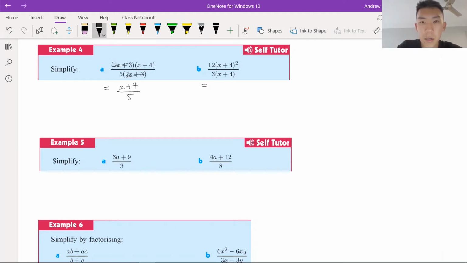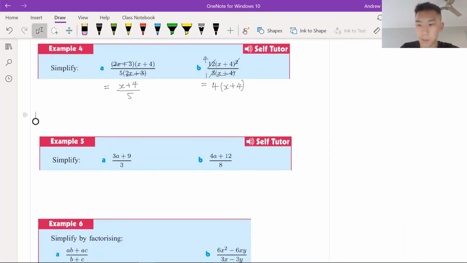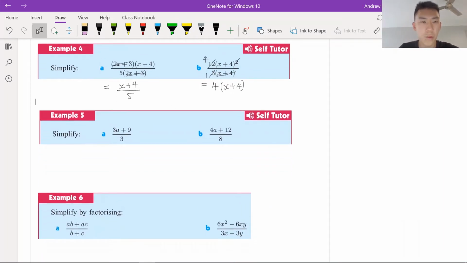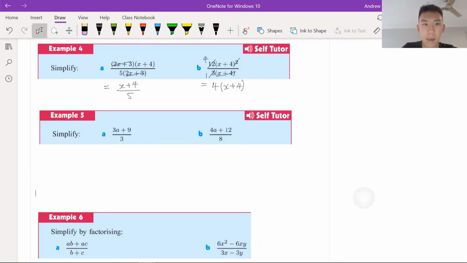Okay, this one, so 12 and 3 become 4 and 1. And one lot of the brackets will go. So we're left with 4 outside of x plus 4, and we don't need to expand that. You can if you want to, but I'm just going to leave it like that. Okay, example 5.